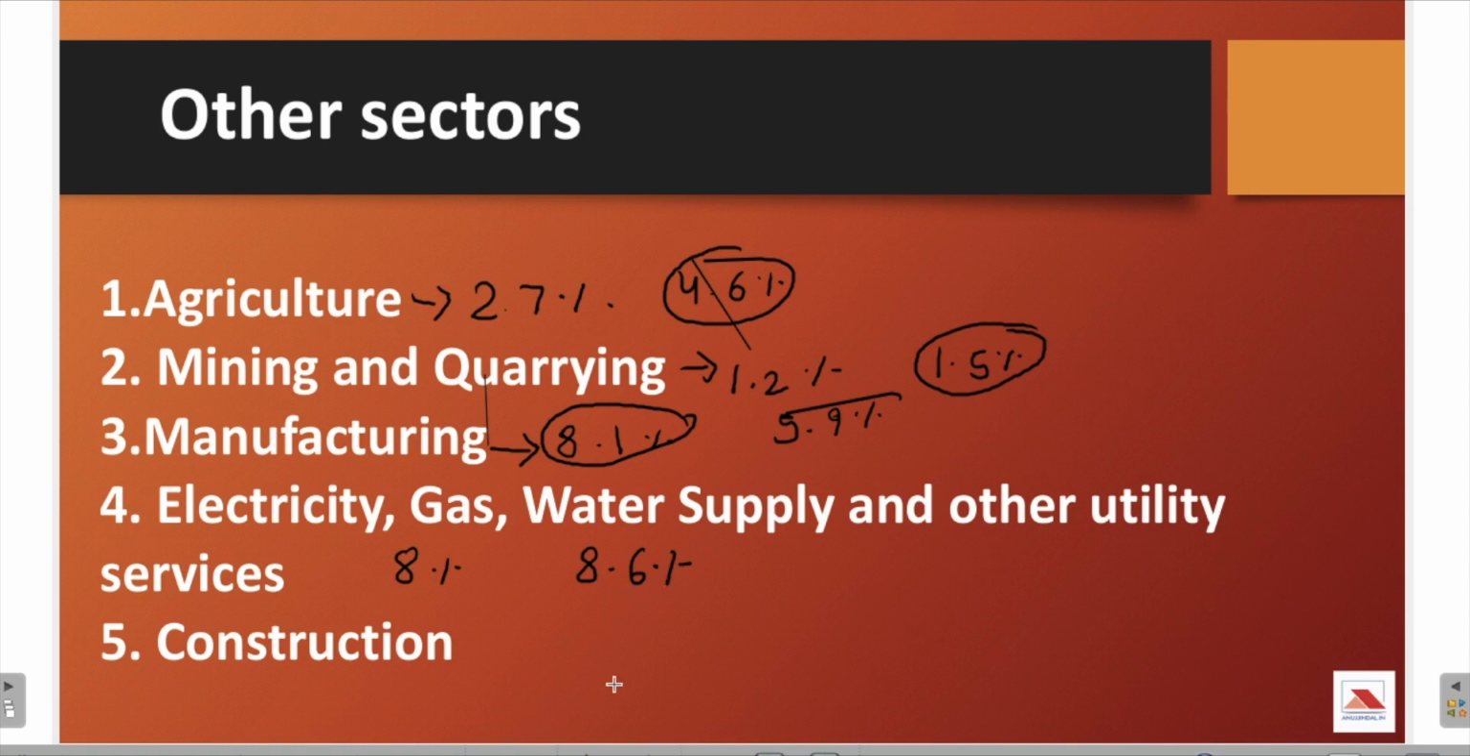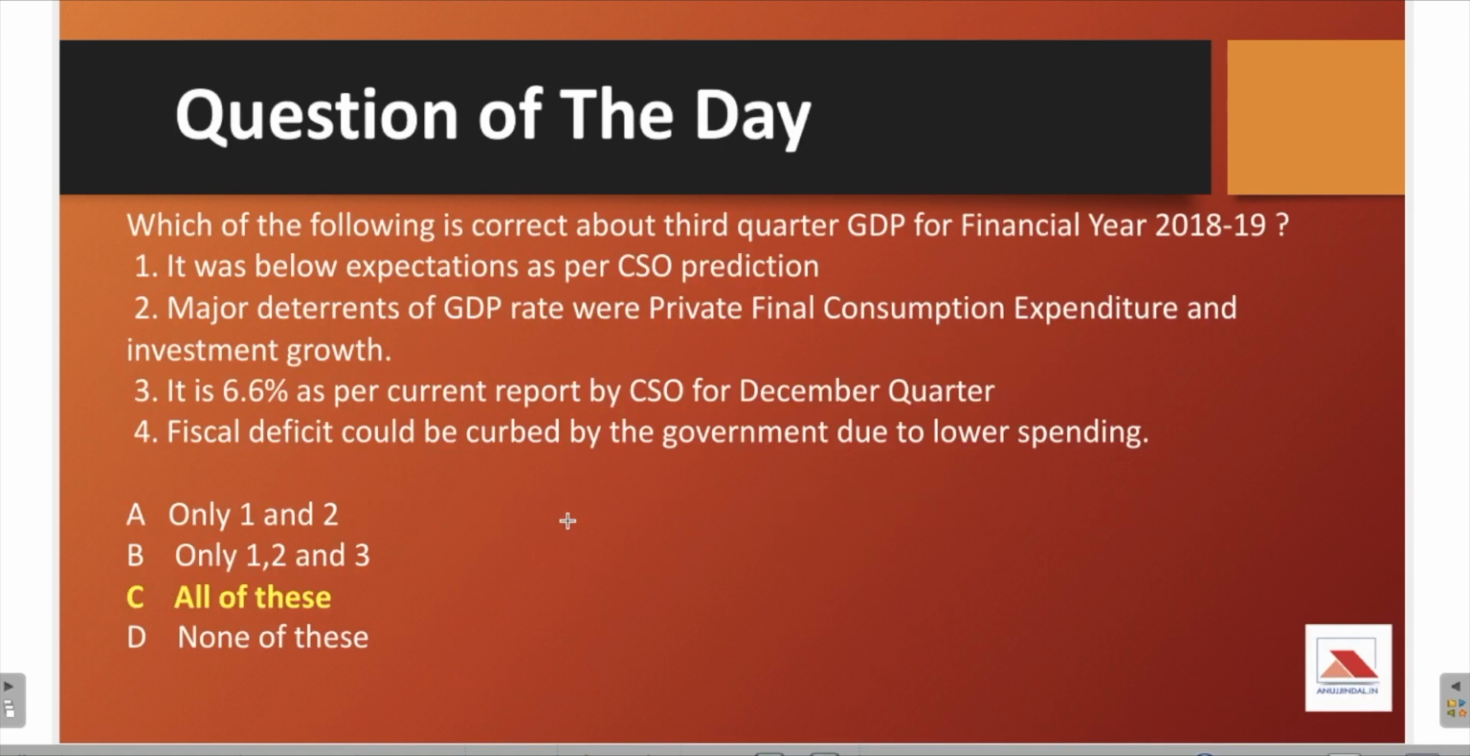Next was the construction sector. In the construction sector, there was a certain percentage of increase also. Overall, we see that most of the sectors are on a decline. Now coming to the question of the day, as you can see on the screen, all the 4 points which we discussed are correct, in line with the GDP for financial year 2018-19.